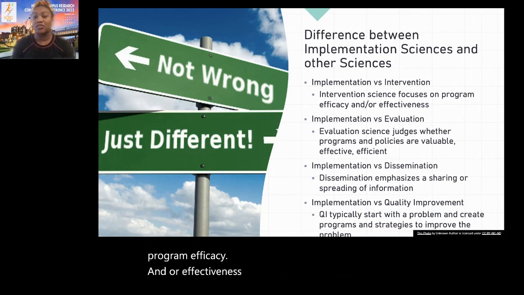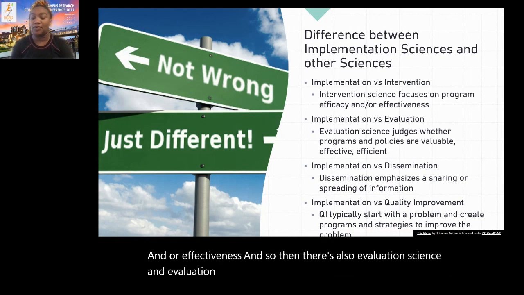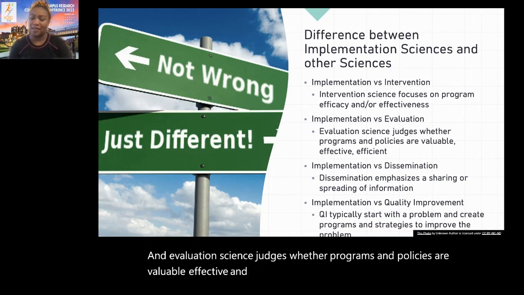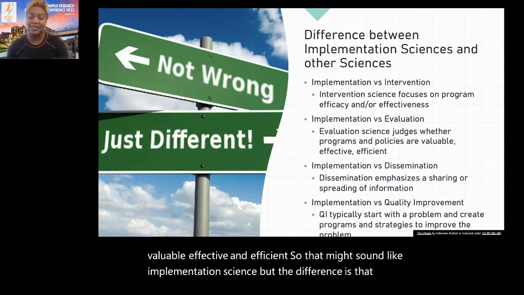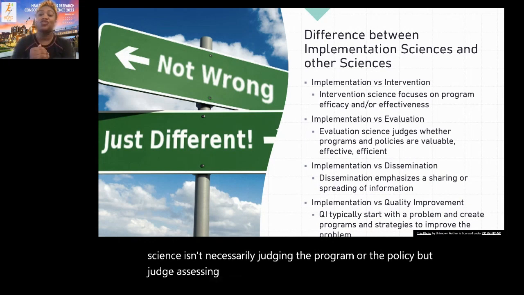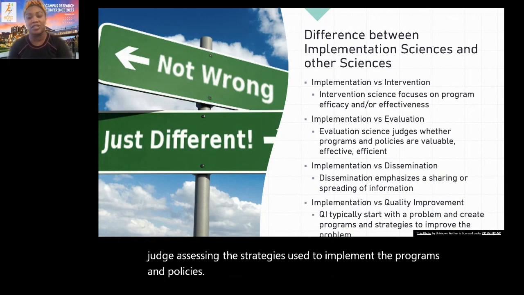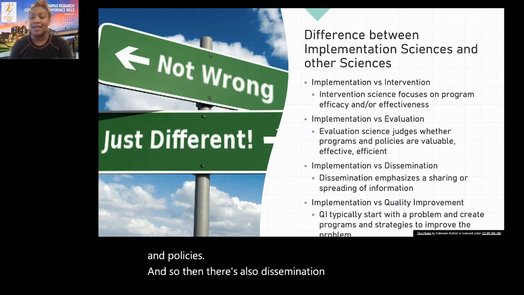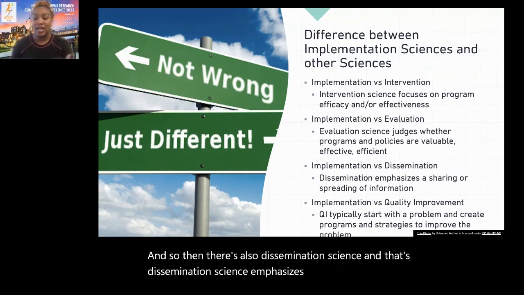And so then there's also evaluation science. Evaluation science judges whether programs and policies are valuable, effective, and efficient. That might sound like implementation science, but the difference is that implementation science isn't necessarily judging the program or the policy, but assessing the strategies used to implement the programs and policies. And then there's also dissemination science, which emphasizes the sharing or spreading of information.